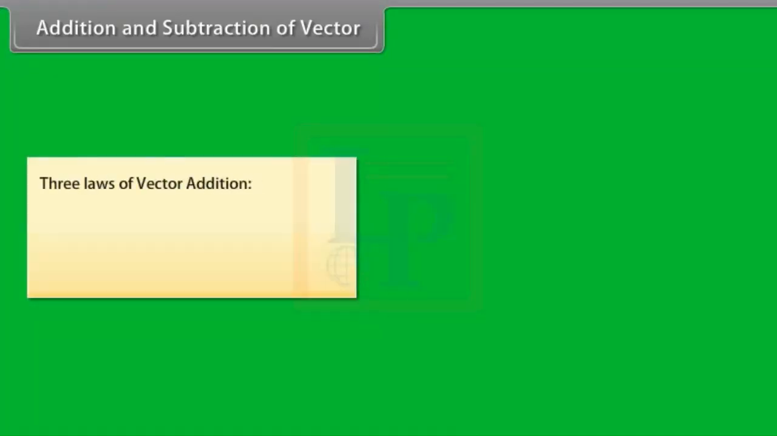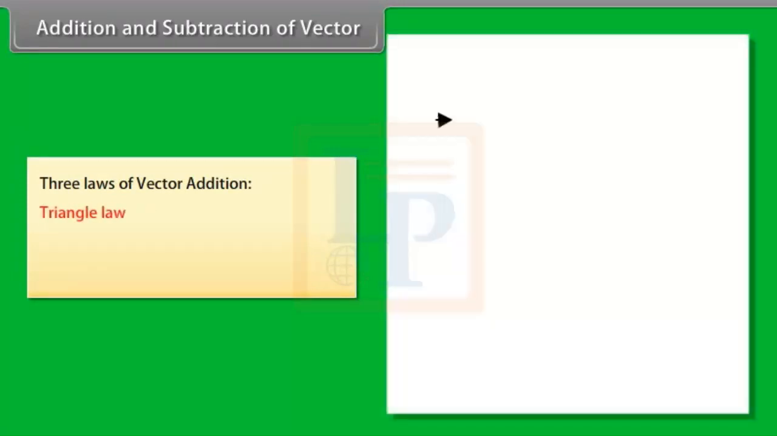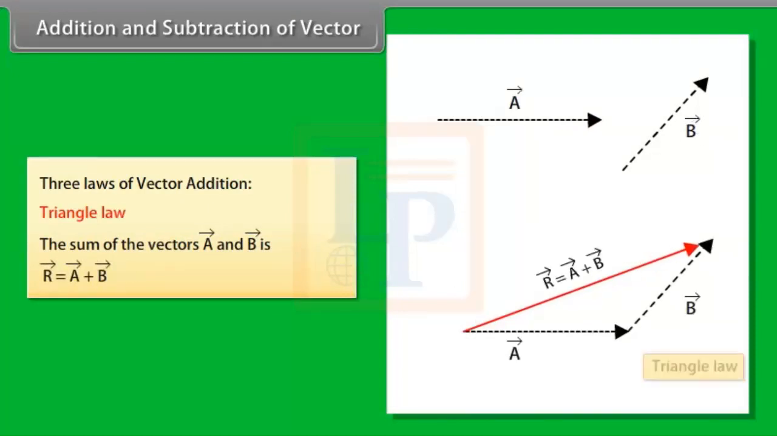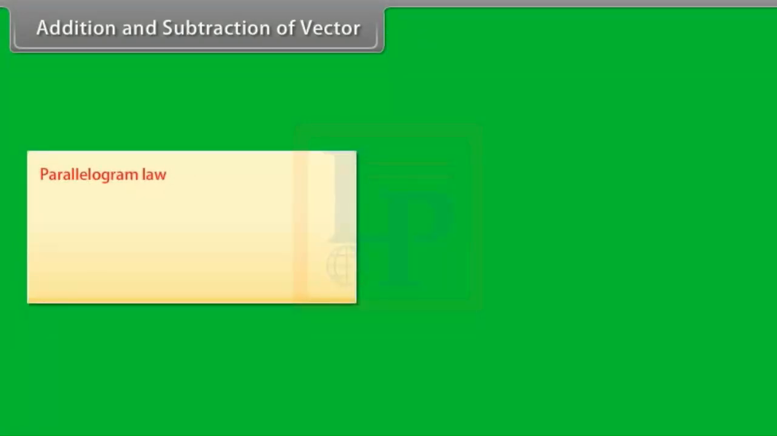Addition and subtraction of vectors. Vector addition is done with the help of three laws. A. Triangle law. The sum of the vector A and vector B is R vector is equal to A vector plus B vector. B. Parallelogram law.